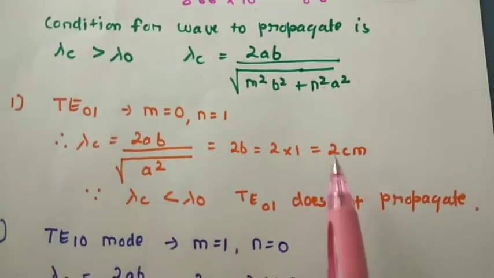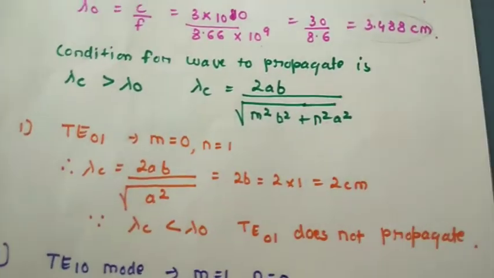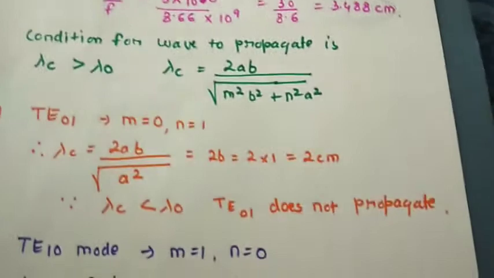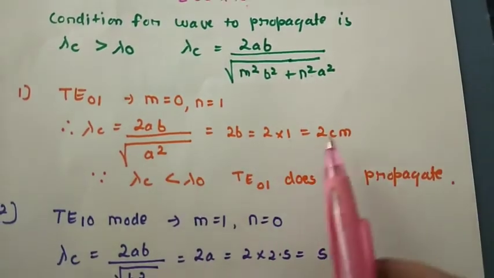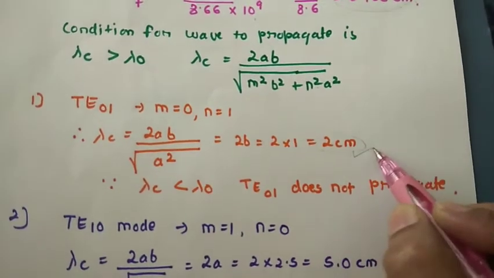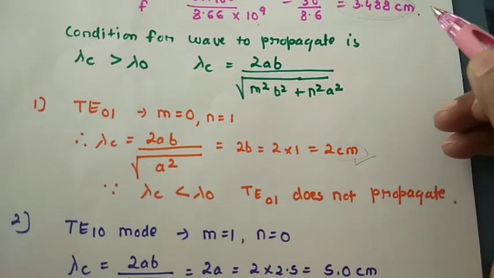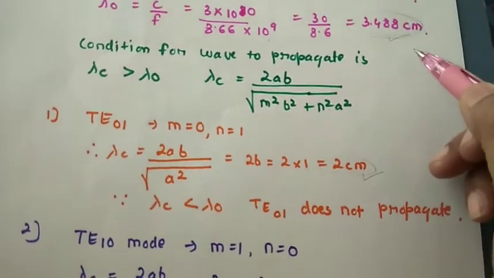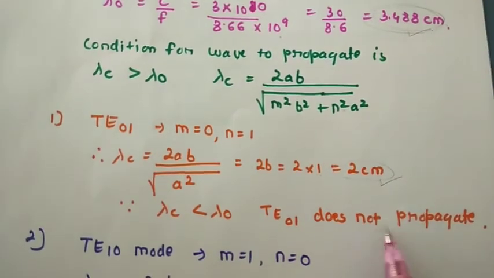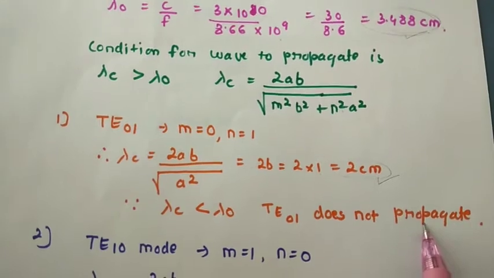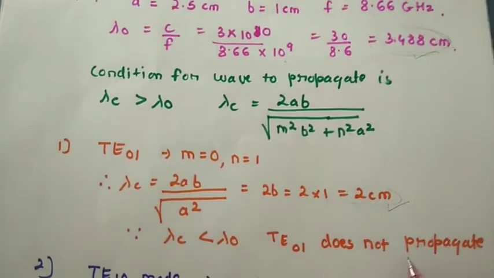Since this is 2 centimeter and our operating wavelength is 3.488 centimeter, lambda c is less than lambda 0, that is what we have calculated here. This 2 centimeter is less than 3.488 centimeter. Hence this TE01 mode does not propagate. So I hope the condition for wave to propagate is clear.